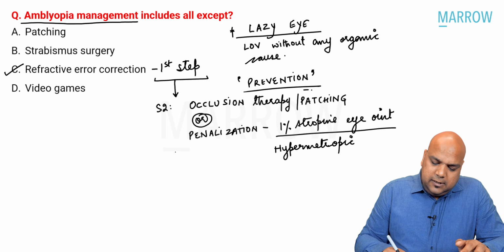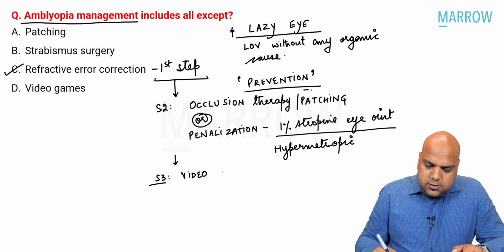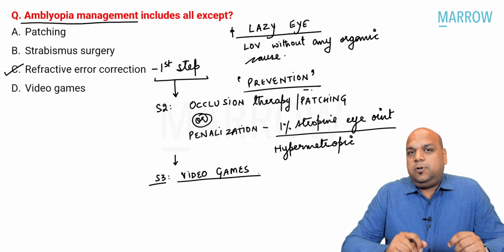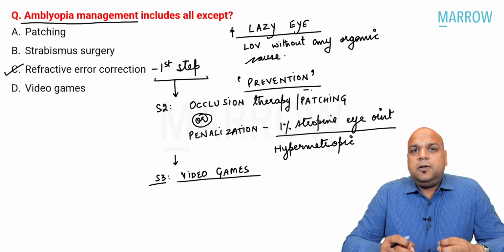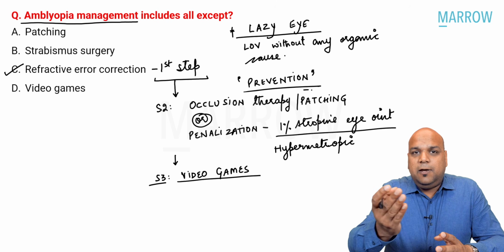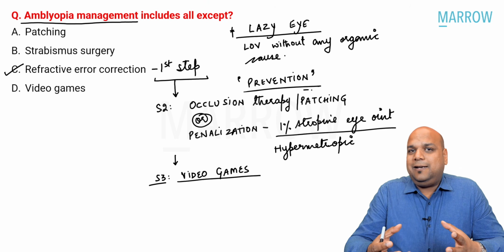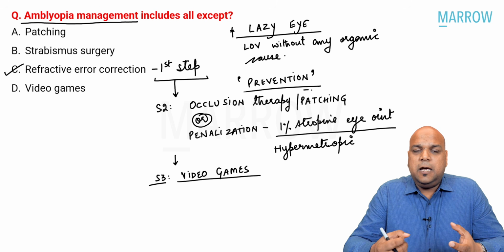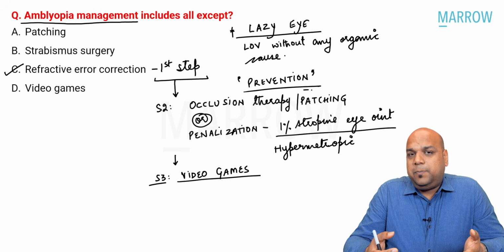Now, step 3. The new strategy we have are video games. What are video games doing? How are they working? They are working by some software, obviously some games which are making you see a motion in a particular direction, in a particular speed, or they are giving both the eyes different stimuli. Okay, so based on those strategies, a lot of video games are being developed, software based, which are again essentially forcing the eye to see and thus helping you overcome amblyopia.